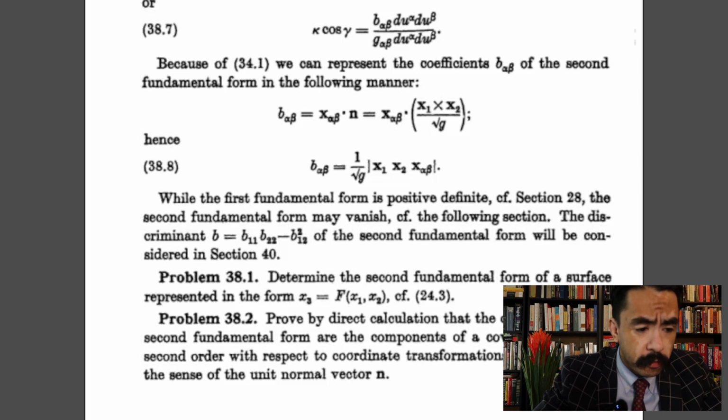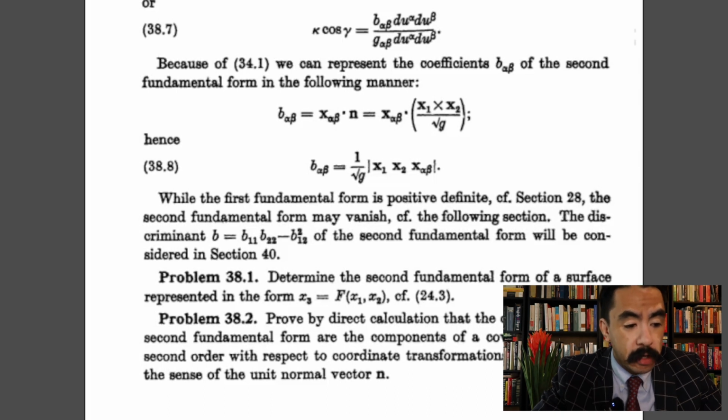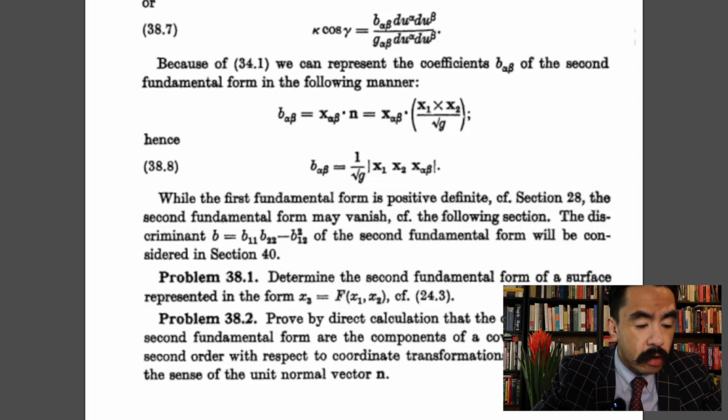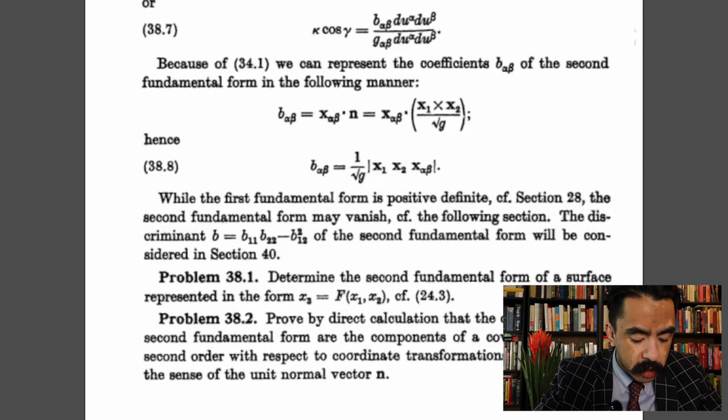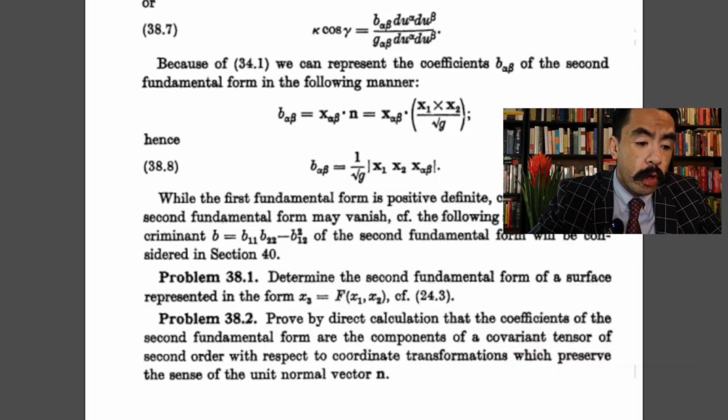While the first fundamental form is positive definite, as shown in the section on properties of the first fundamental form, the second fundamental form may vanish, as we shall see in the following section. The discriminant b = b11 b22 − b12² of the second fundamental form will be considered in a future section on elliptic, parabolic, and hyperbolic points of a surface.